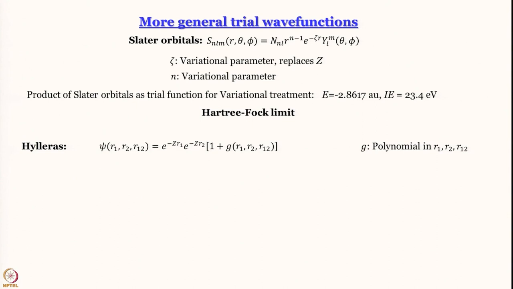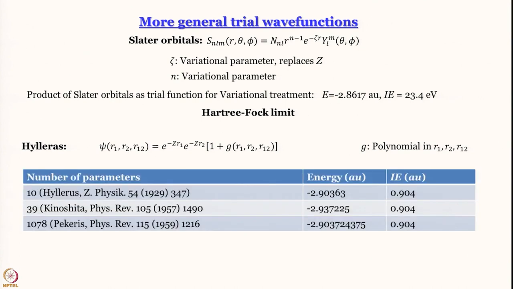You need good computers to handle systems like this, because if you try to do it by hand, you will grow very old before you can solve even the helium problem. So, as you see, as computational power grew from 1929 to 1957 to 1959, this was the timeline I was talking about earlier, Hylleraas used 10 terms, he could use only 10, right. I do not know what kind of computer Hylleraas had, if at all, perhaps he did everything by hand. He got an energy of minus 2.90363 and an ionization energy of 0.904, which is a remarkable improvement over what we had earlier, remember.